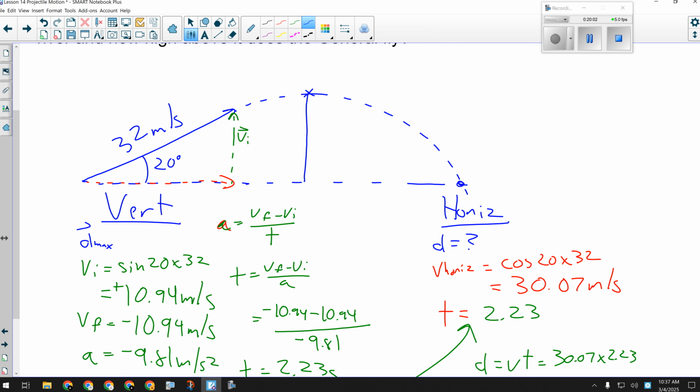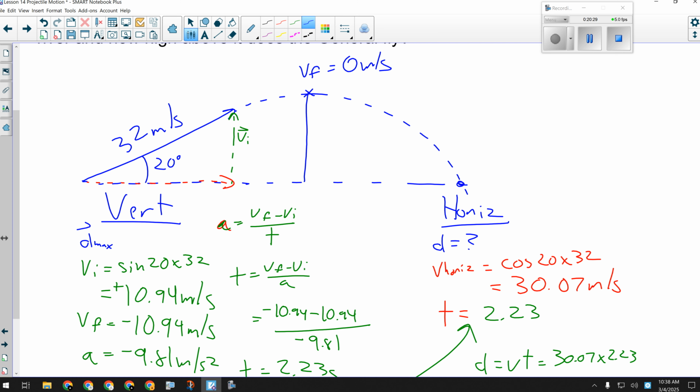So what I have to understand is, in terms of time, the maximum height occurs halfway. So it would be at half of 2.23 seconds. Its vertical velocity at its maximum height would be 0 meters per second. Okay? Everything else I can keep. I can still keep VI. I can still keep acceleration.